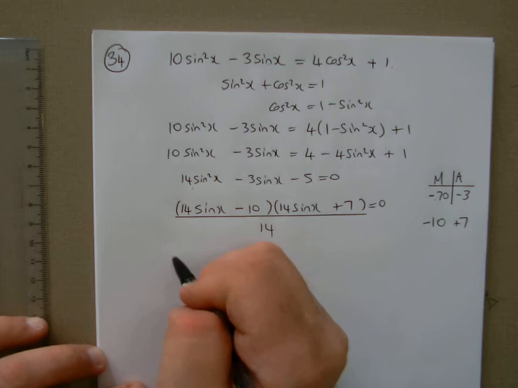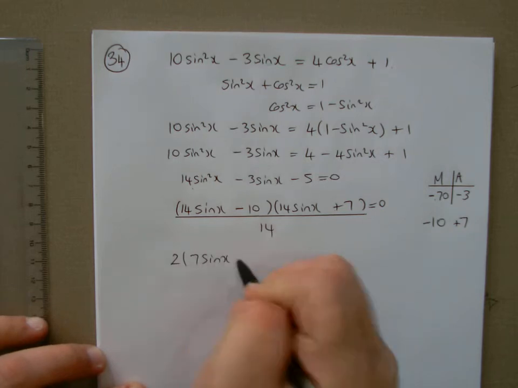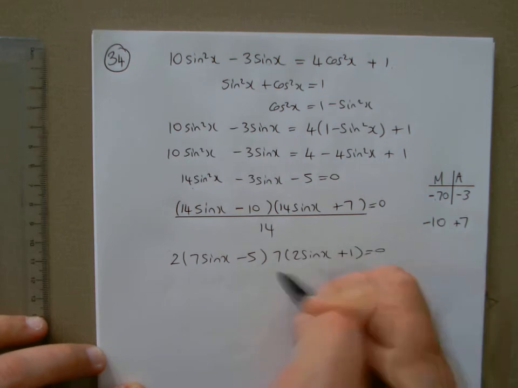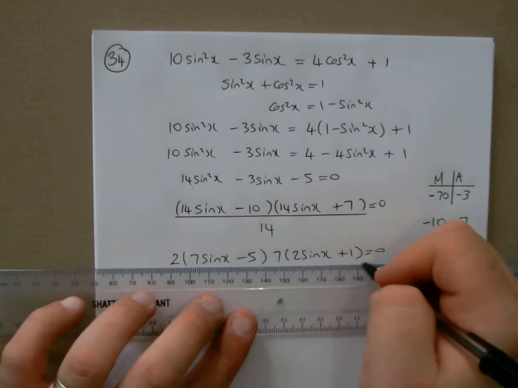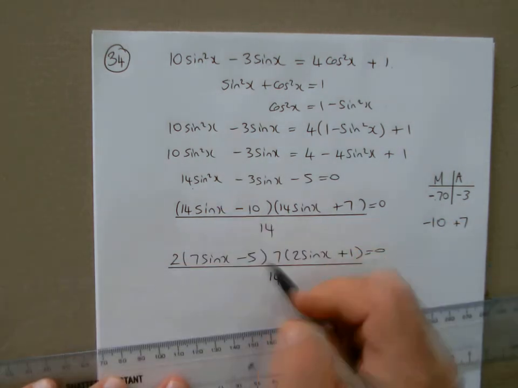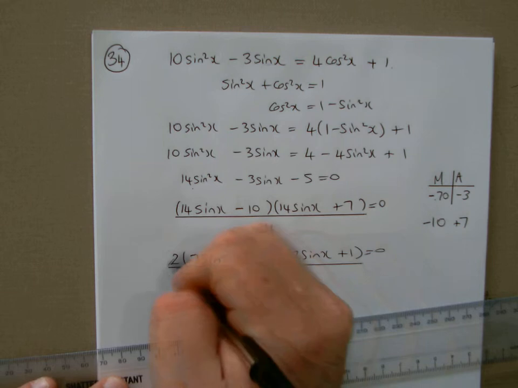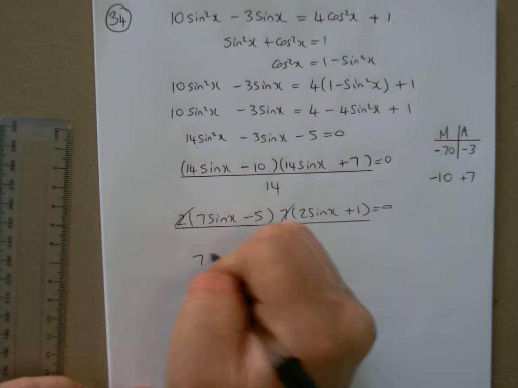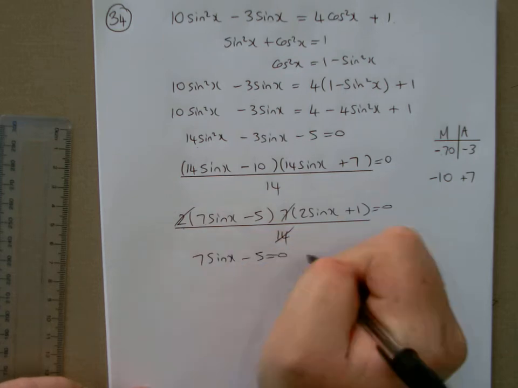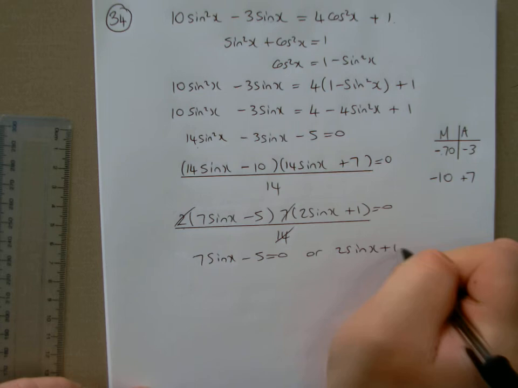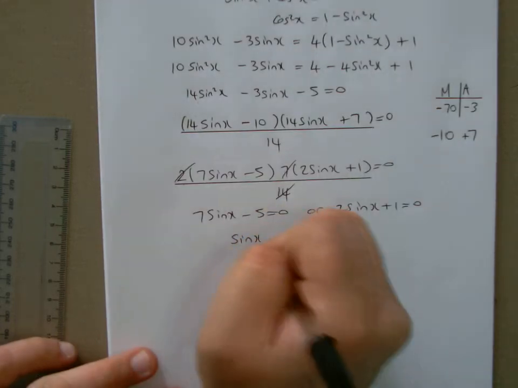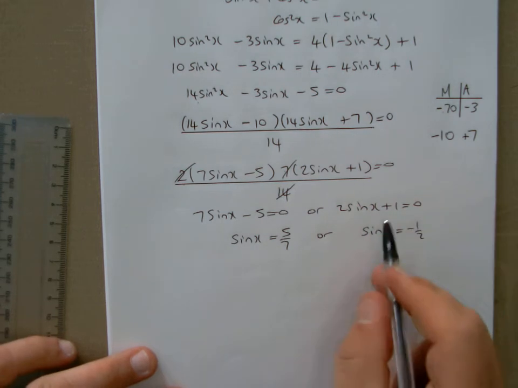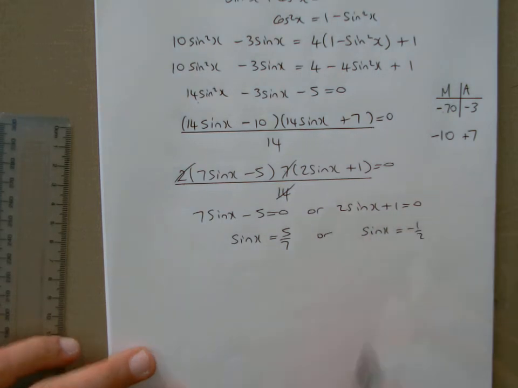You can see in the first bracket there's a factor of 2, and the second bracket has a factor of 7. And then you divide by 14, and those factors will cancel out, won't they? Because 2 and 7 times to give 14, and 14 divided by 14 cancels them. So you've got 7 sin x minus 5 equals 0, or 2 sin x plus 1 equals 0. So sin x equals 5 over 7, or sin x is equal to minus 1/2.